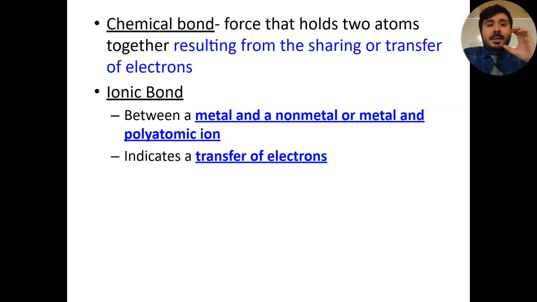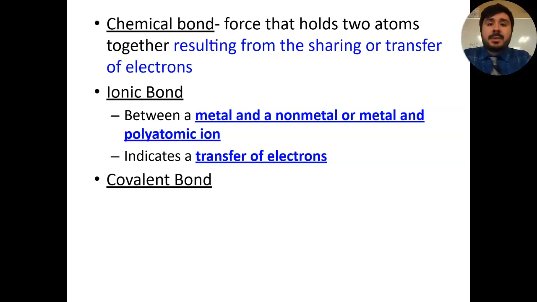Now, whenever there is ionic bonding, this indicates a transfer of electrons. So if we quickly go back to our previous definition of chemical bonding, it results from the sharing or transfer of electrons, right? So that has now fulfilled one of those two different types of bonds here. The transfer of electrons is referred to in ionic bonding.